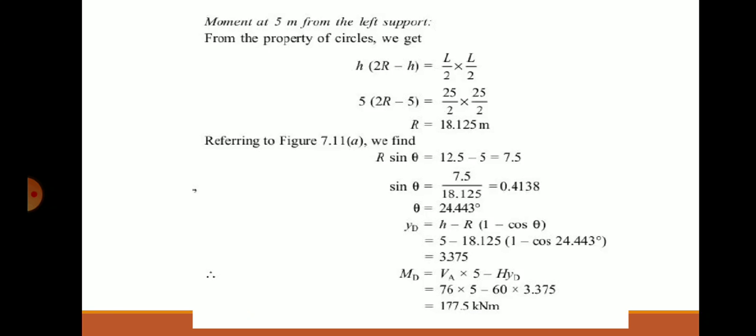And the third part is the moment. In order to find the moment, you have to evaluate R and theta, using the same concept which was discussed in the previous problem. When R and theta are known, you have to find out the Y ordinate, Y distance, YD is equal to H minus R into 1 minus cos theta, and then find the moment about D.